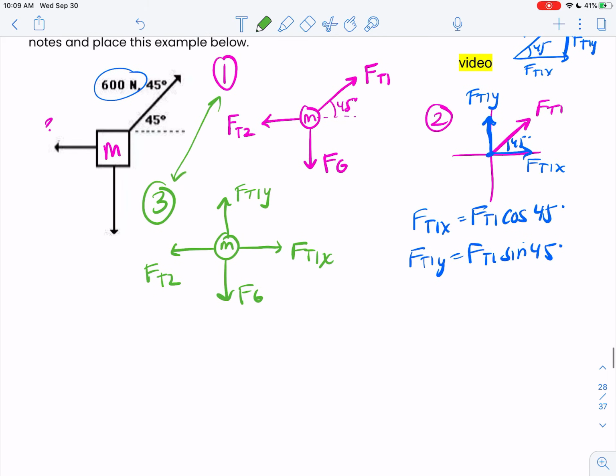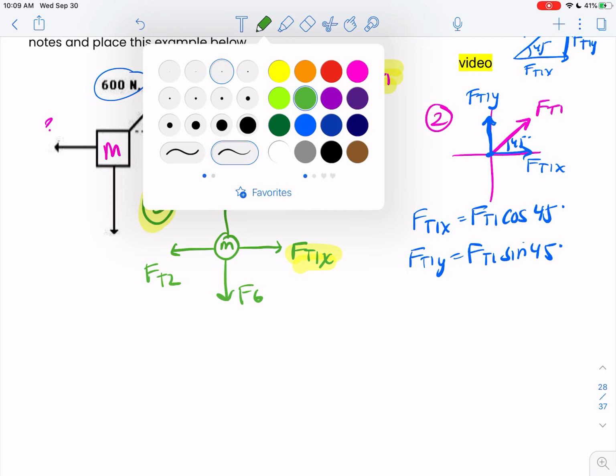So this is the exact same picture as 1, but instead of this FT1, I'm writing it as its components instead. Okay, don't write both of them on the picture. That would be incorrect. Okay, but one or the other. All right, and it's really important that you do this step because this is going to help you sort of solve it out.